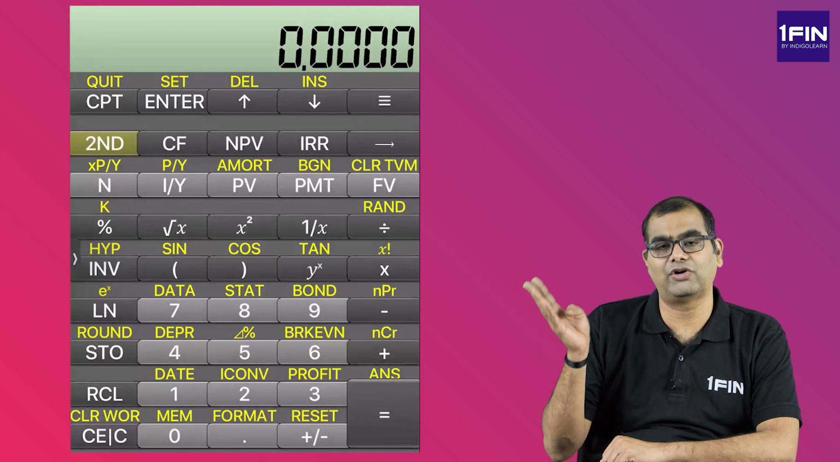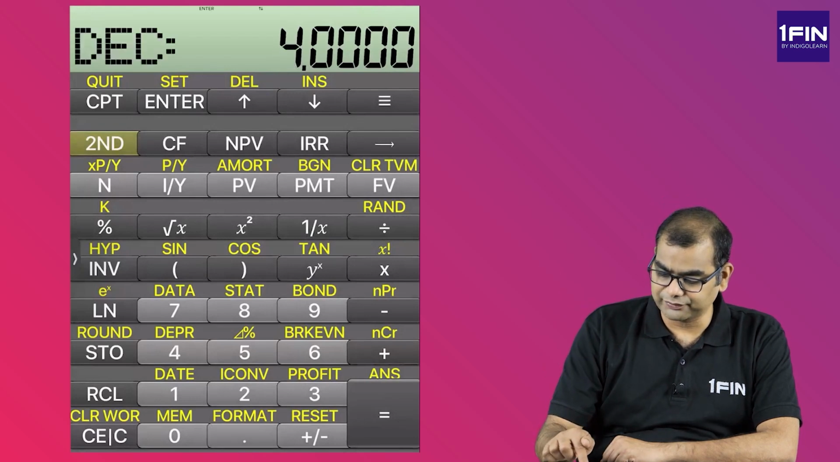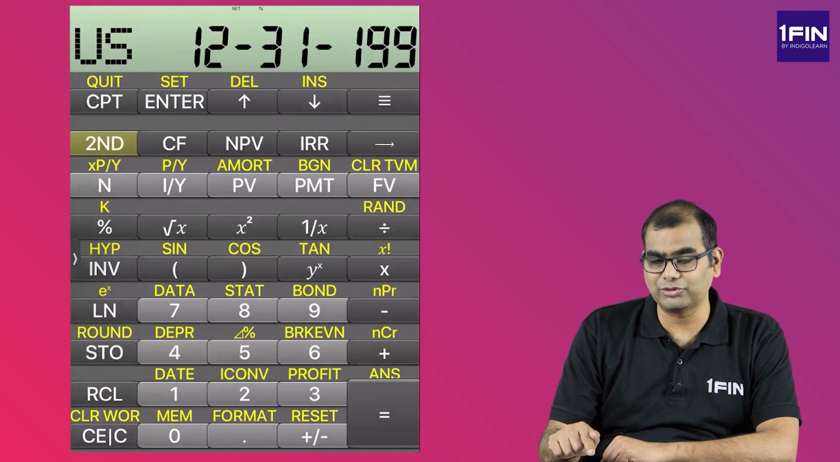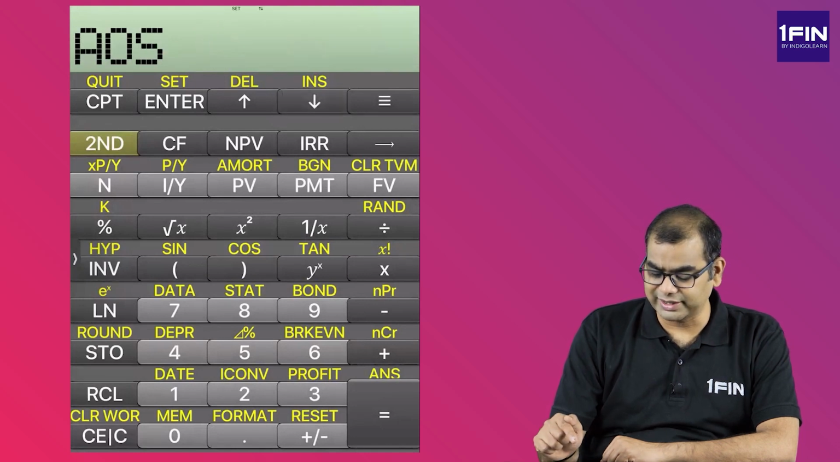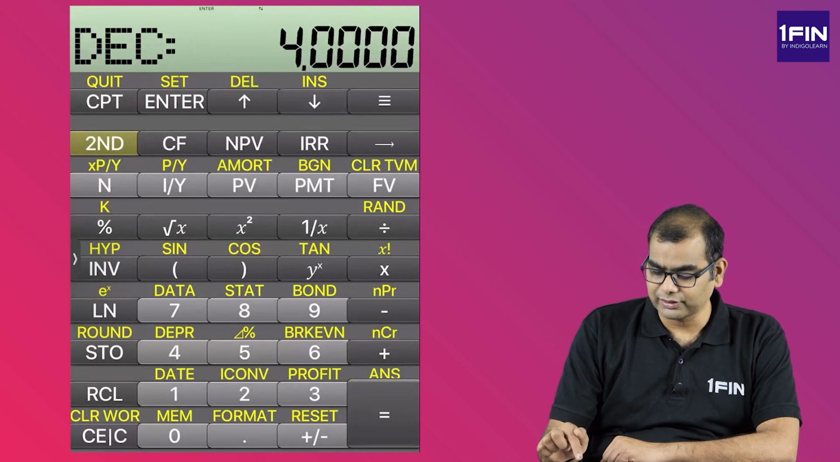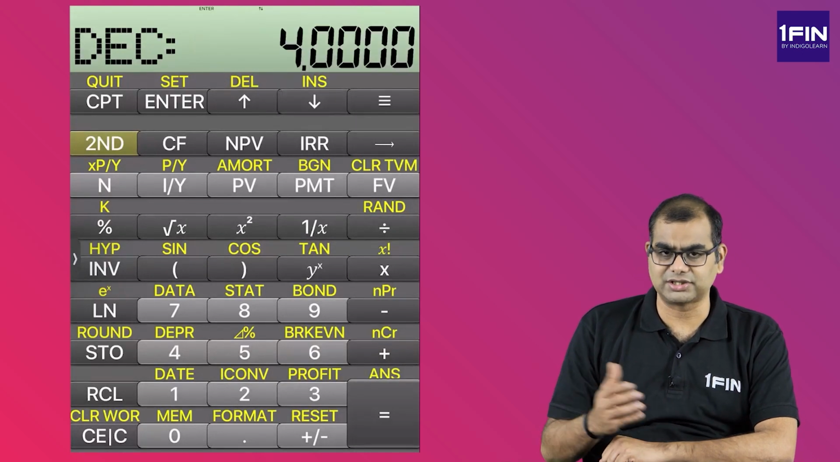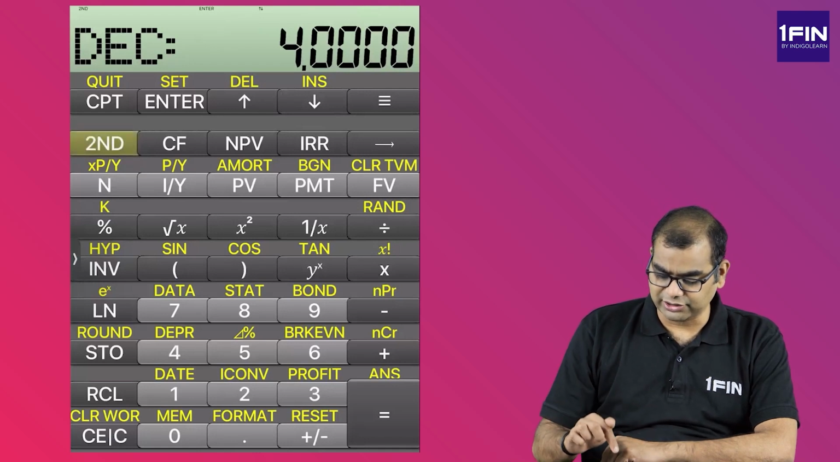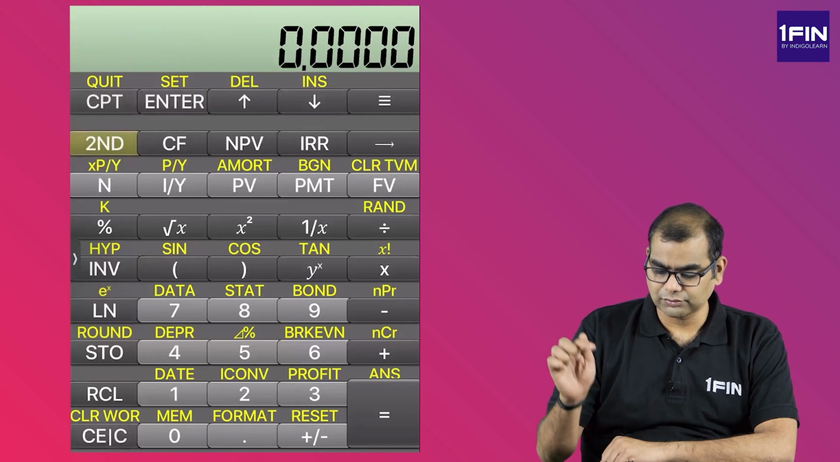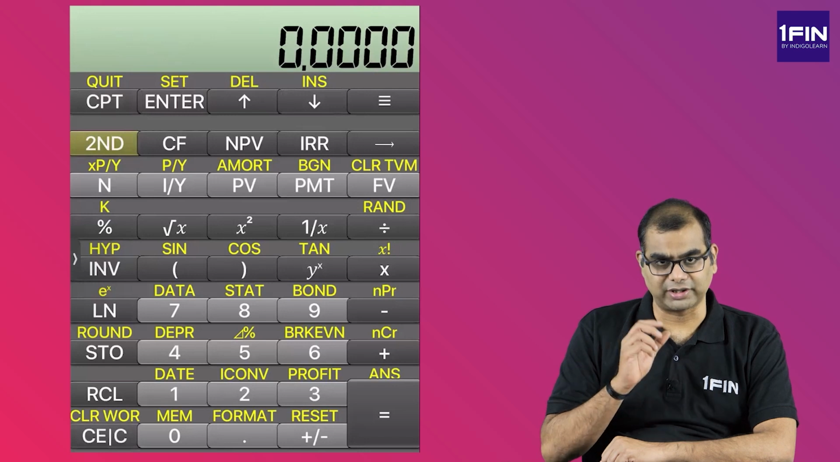Your decimal by default comes to 4, and let us go and check. Decimal is 4. Degree, we changed it from US to Europe, it comes back to US. It is already in AOS. In some calculators it is probably set as CHN in some automated mode. So that is one very important function that you should remember.